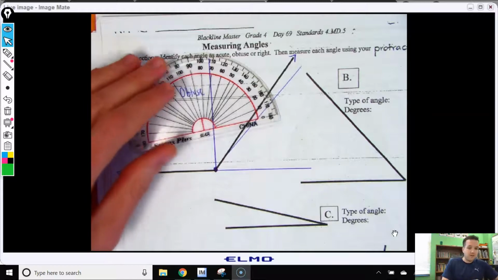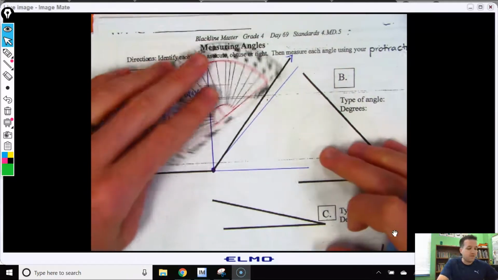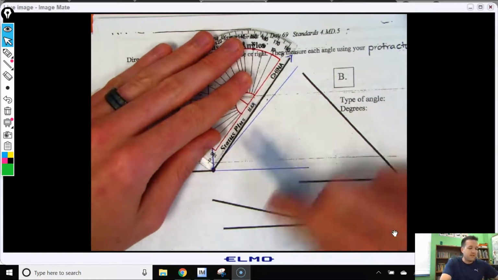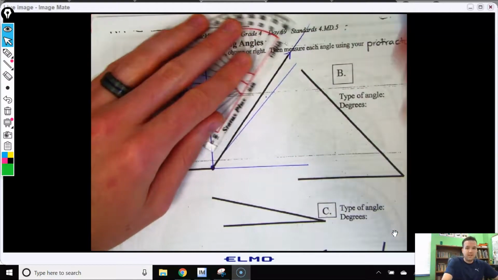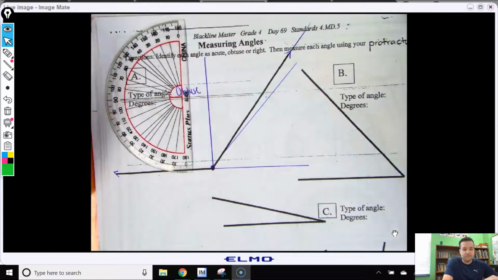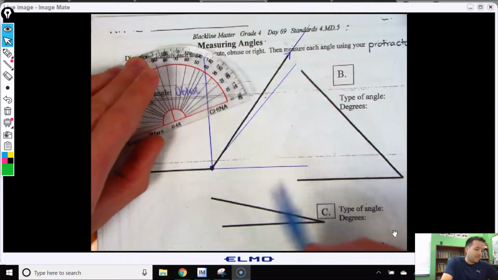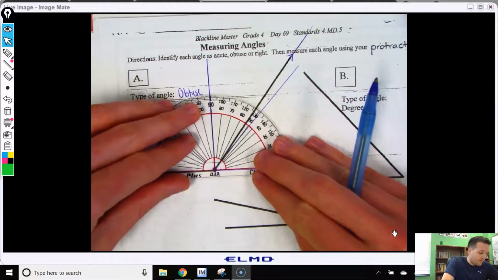So I'm going to use the small one because that way I don't have to extend any of the rays. But if you do have to extend the rays, basically you would use that flat edge, almost like a ruler essentially, and just extend the rays so that they go a little bit further, all right? So step one, find the vertex, put it on the center point of your protractor.